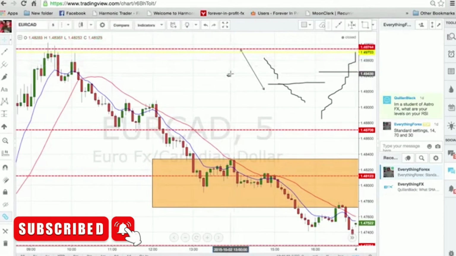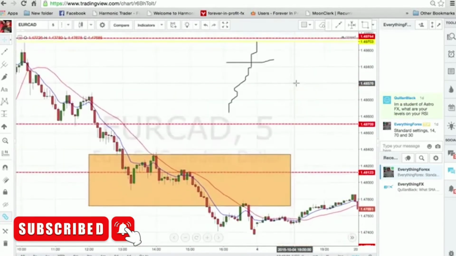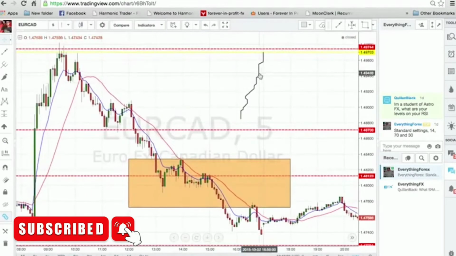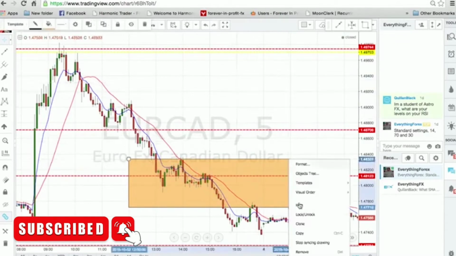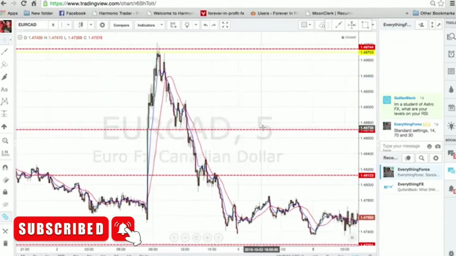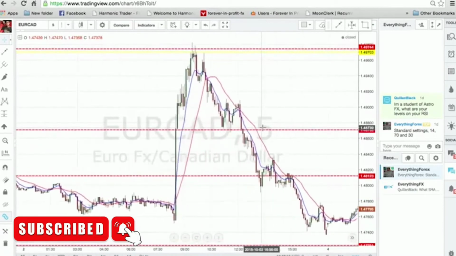Let me erase this real fast. I also don't want to erase my support points and resistance points. Alright, so next I'm going to show you guys how to do supply and demand, how I draw them actually.